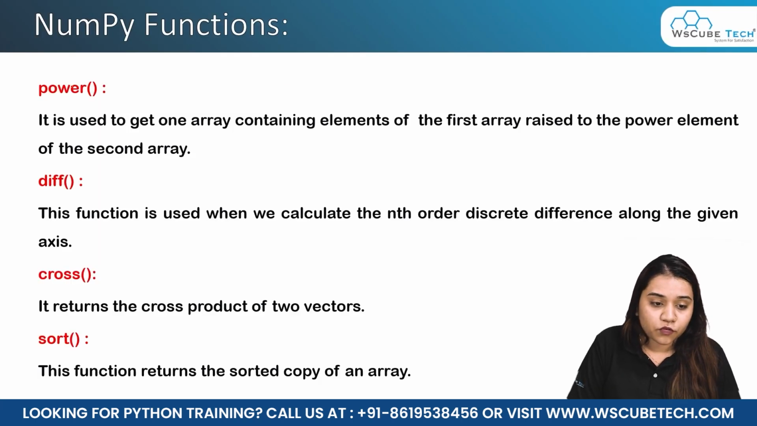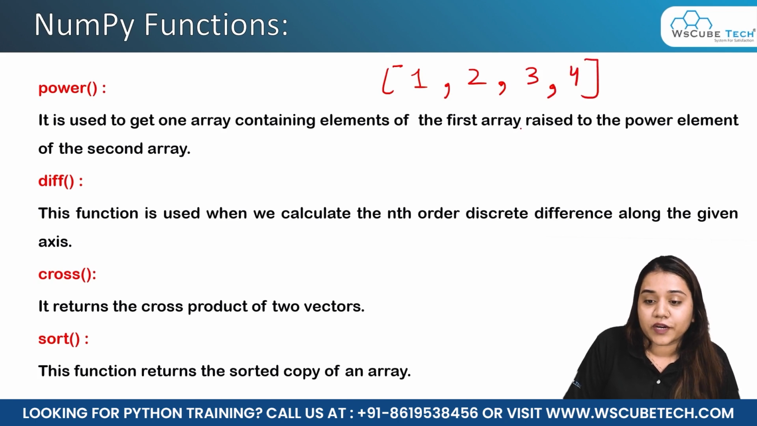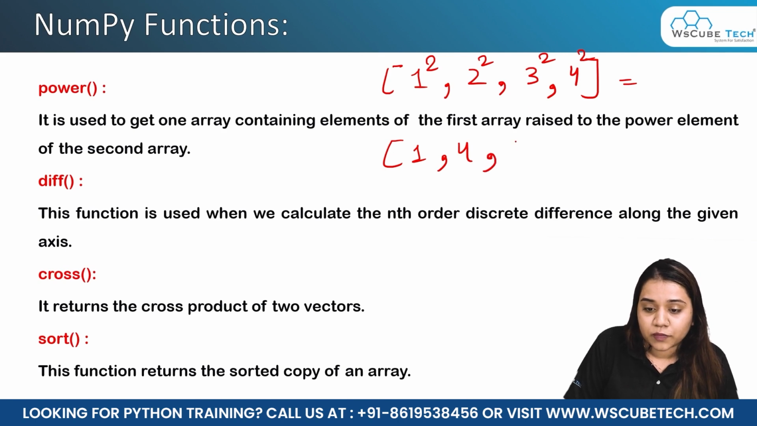The first function we have over here is power. It is used to get a power of an element. Suppose you have an array, namely 1, 2, 3, and 4, and if you want to give a power to it, in that case the power function is used. Suppose you want to give a power of 2 to every element that is there inside this array. What you will obtain over here would be 1 raised to the power 2 would be 1, 2 raised to the power 2 would be 4, 3 raised to the power 2 would be 9, and 4 raised to the power 2 would be 16. So this is how you can obtain an output over here using the power function.